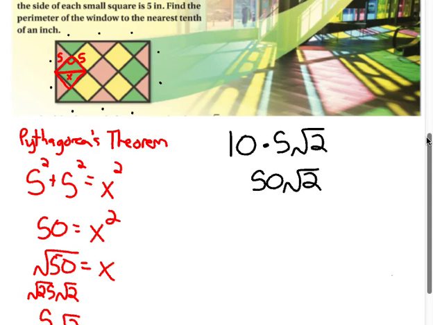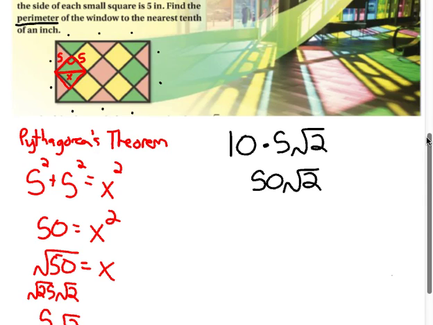Now, actually, maybe I should backtrack a little bit. How do I know I'm counting up the outside? Well, because it's asking for the perimeter of that window, okay? Sorry, I kind of jumped ahead there. The fact that they're telling me to find the perimeter is how I know I'm adding up all those outside pieces, all right? And it says to the nearest tenth of an inch.